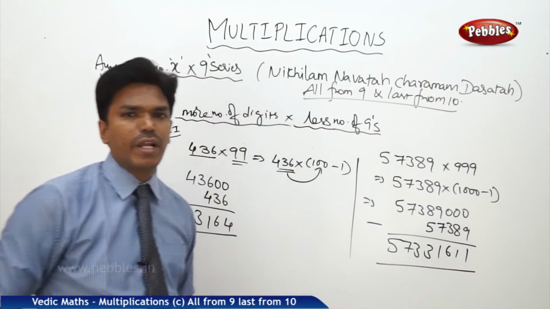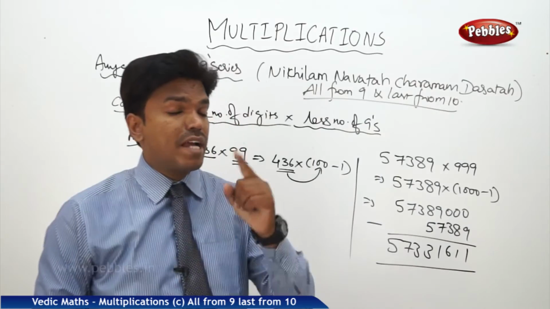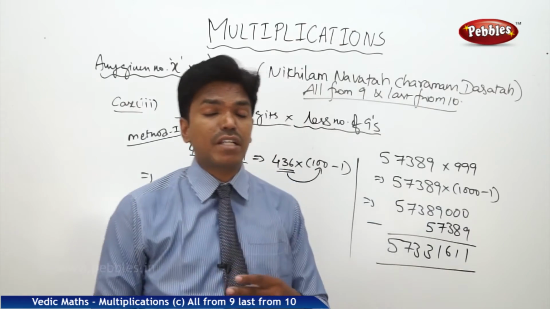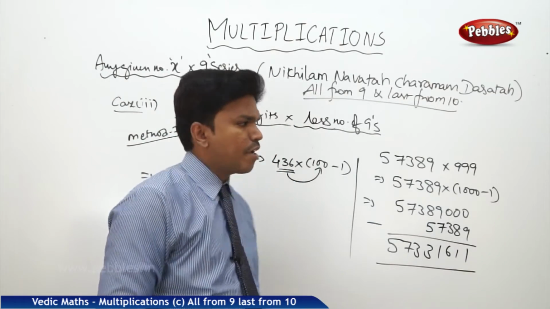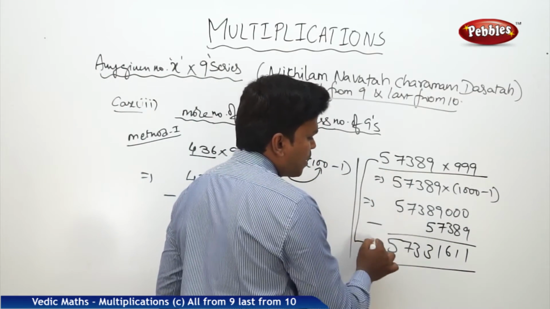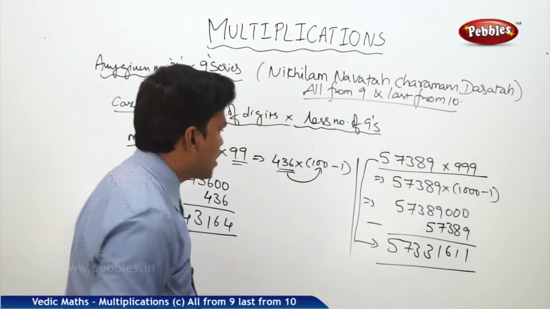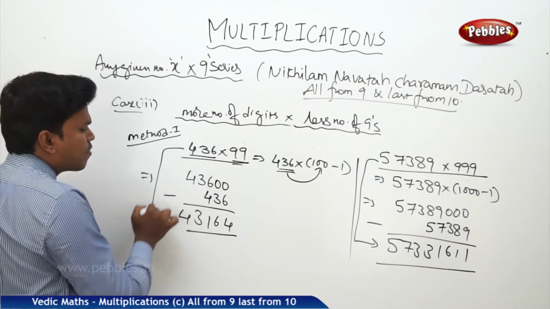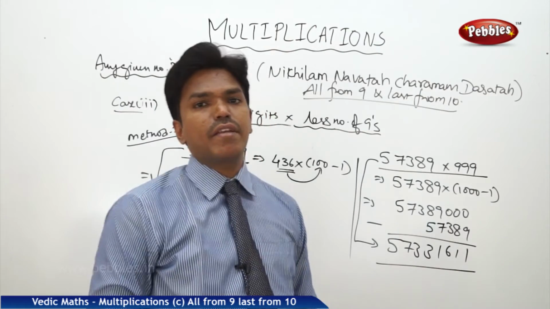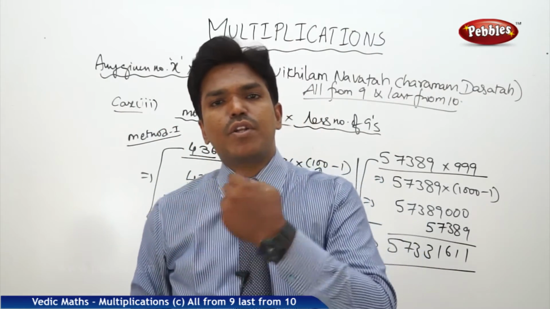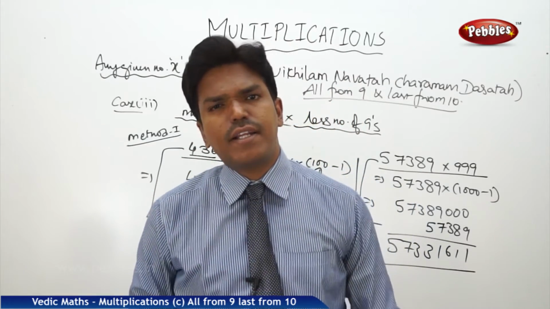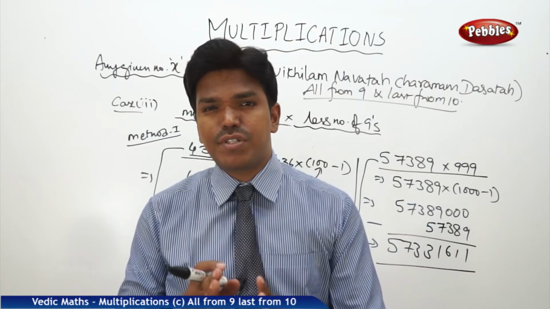What I did here to get the answer is the subtraction using the match and mismatch method. So don't forget the match and mismatch method. We are going to use match and mismatch subtraction in many ways, and this is one of the applications. So like this we get the answer. The answer of 57389 into 999 is 57331611. And the answer of 436 into 99 is 43164. Like this we can apply it for more digits into less 9's. This is method 1. Now we will see method 2. It is a little tricky one, so please concentrate here.